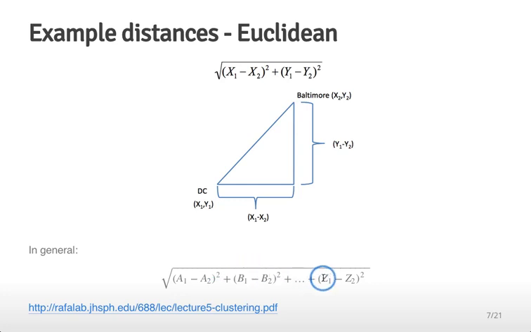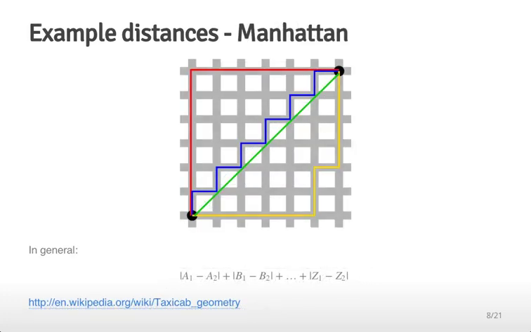This is called the Euclidean distance and is often used for quantitative or continuous variables when performing clustering. Another option is the Manhattan distance. The Manhattan distance is often used for binary variables.